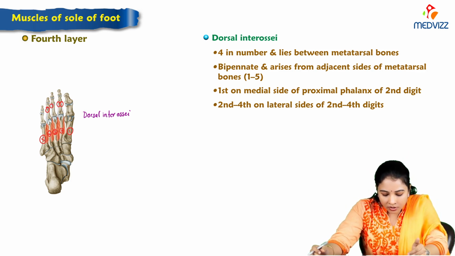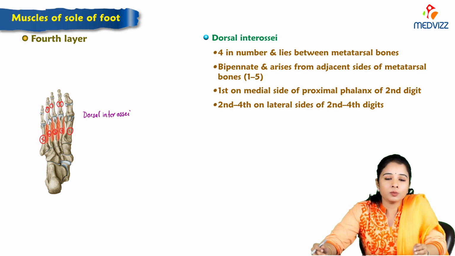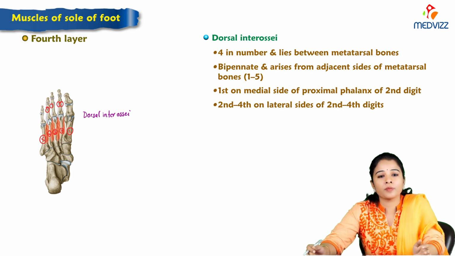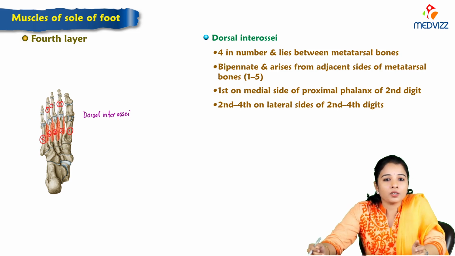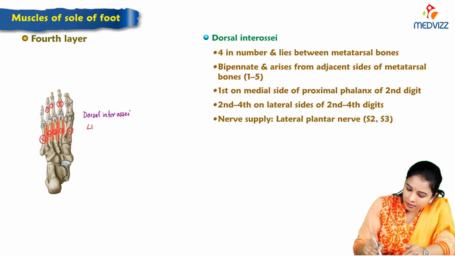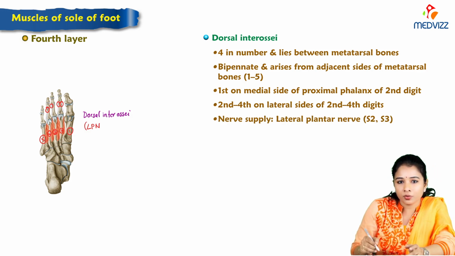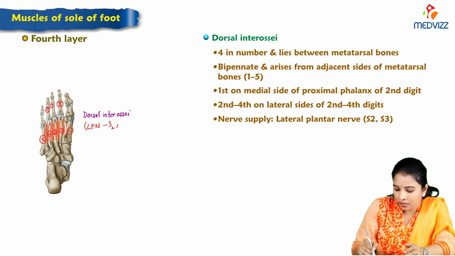So dorsal interossei, we can just remember they are 4 in number and lie between the metatarsal bones, and they form part of the fourth layer of the sole of the foot. The nerve supply is by the lateral plantar nerve with the root value S2, S3.